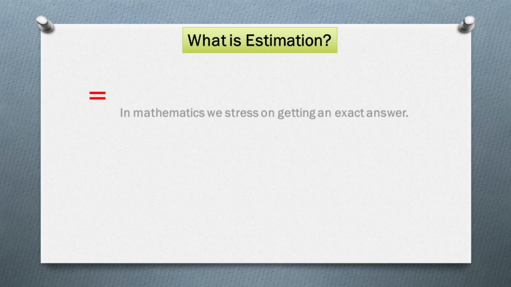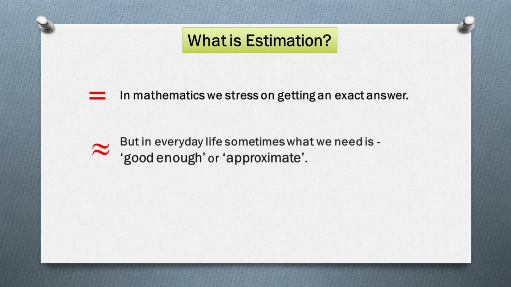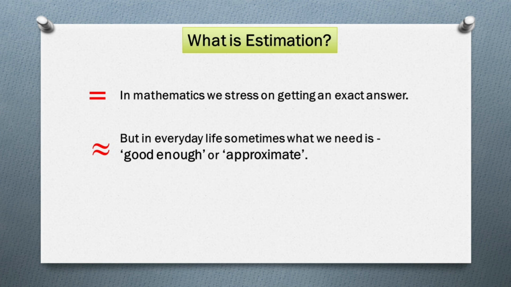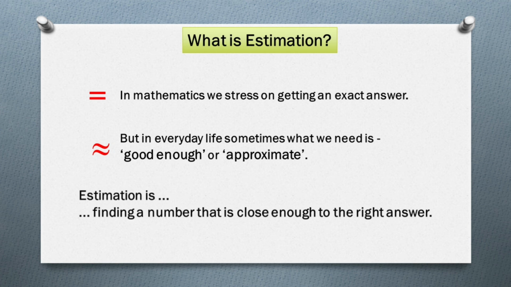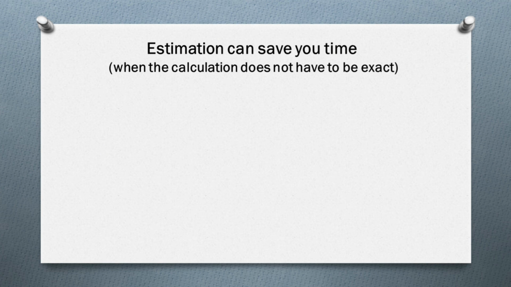In maths, we stress on getting an exact answer, but in everyday life, sometimes what we need is an approximate value. This is where estimation comes into play. Estimation is finding a number that is close enough to the right answer. Estimation can save time when the calculation does not have to be exact.